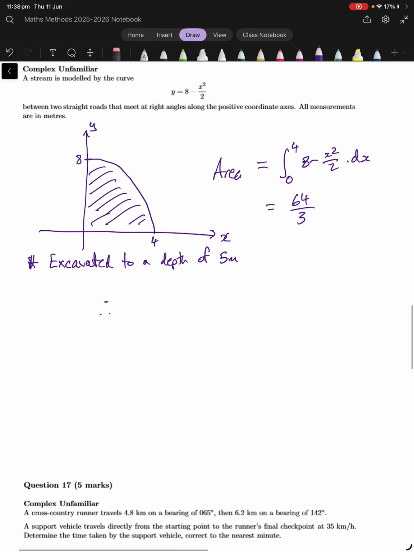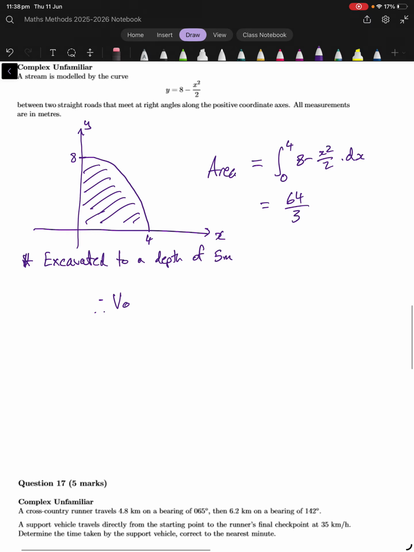So now I can find my volume. 5 times 64 over 3. And so that's going to be, whatever that is, 320 over 3. They say in the thing 106 2/3, which is the same thing. And now that's cubic meters.